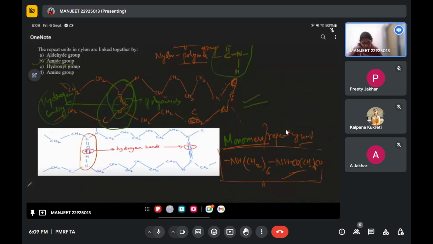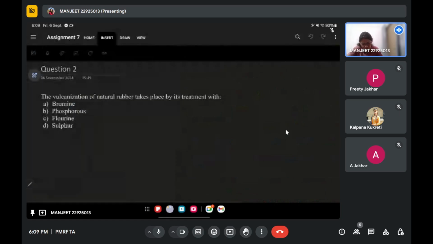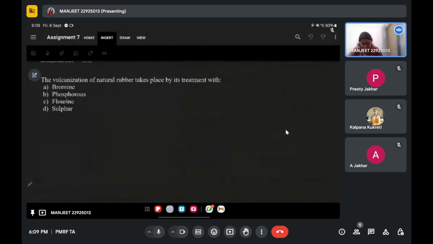Okay, let's move to question number 2. In question number 2: the vulcanization of natural rubber takes place by its treatment with what? We know that whatever we use in rubber, such as in tires or something else, is not natural rubber.